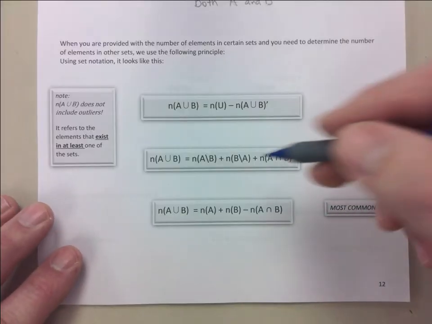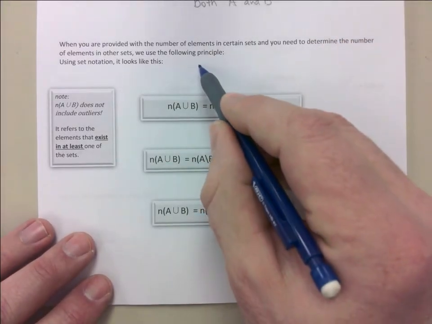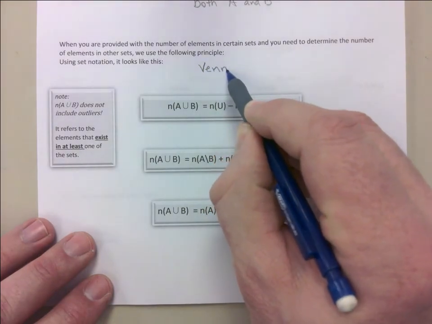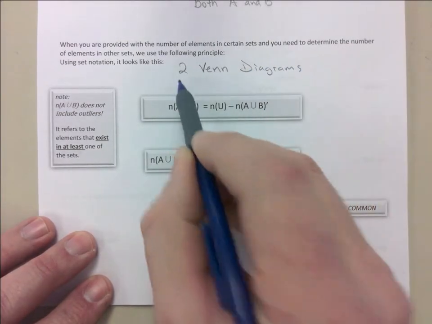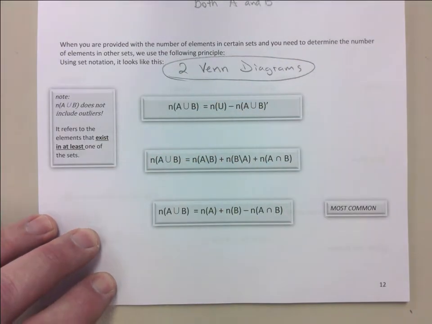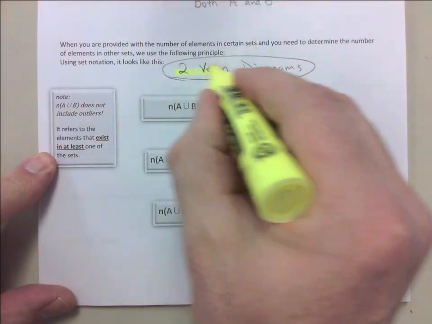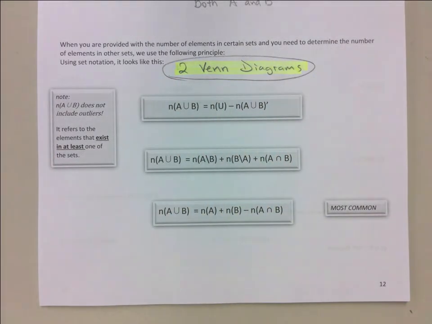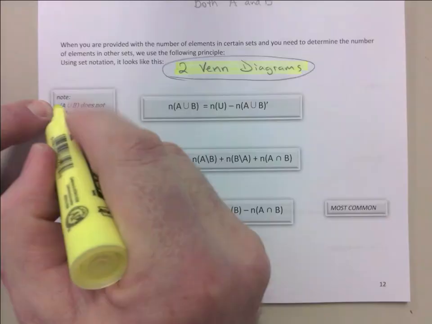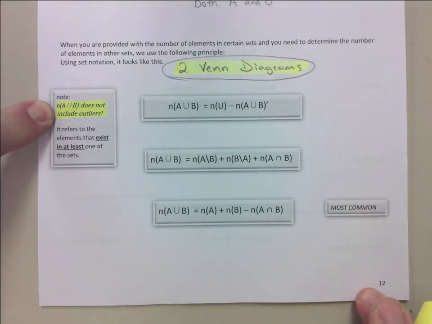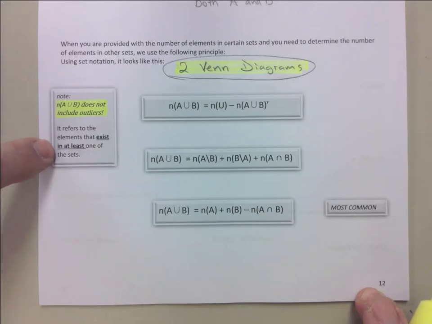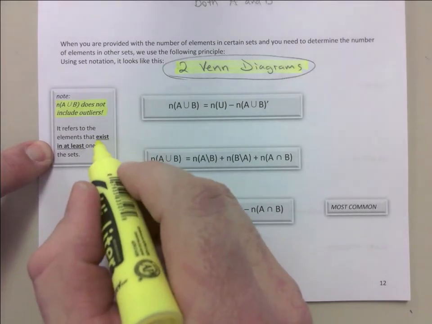I would definitely say this is study sheet material. This is Venn diagrams, 2 Venn diagrams. If you're going to add this to your study sheet, make sure you tell yourself that these formulas are for when there are 2 Venn diagrams. And the notes on the side are very important. Remember that the union does not include outliers ever. It refers to the elements that exist in at least one of the sets.